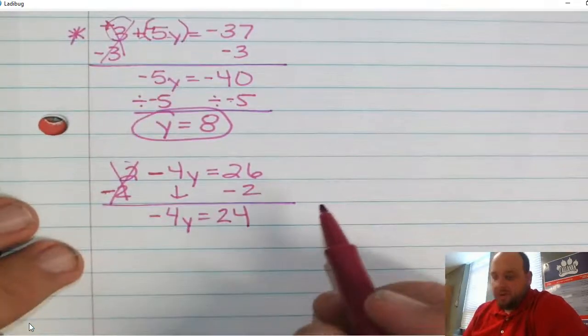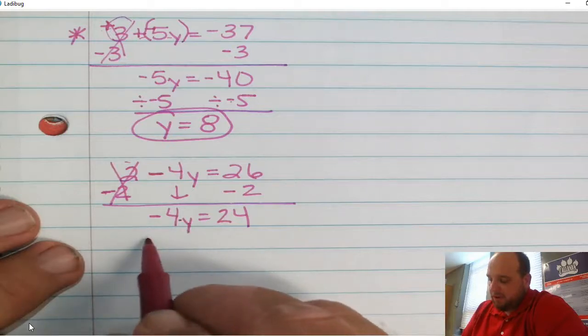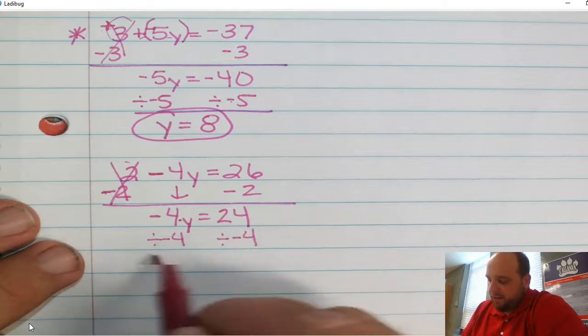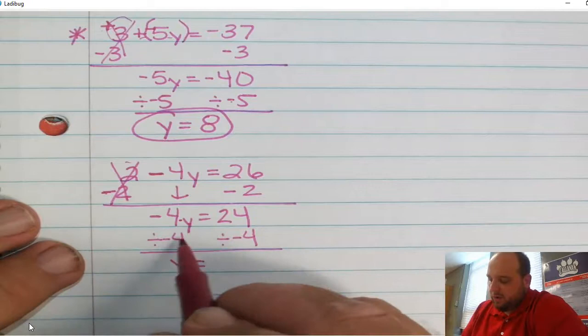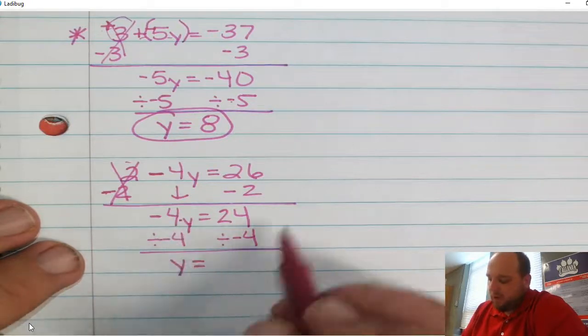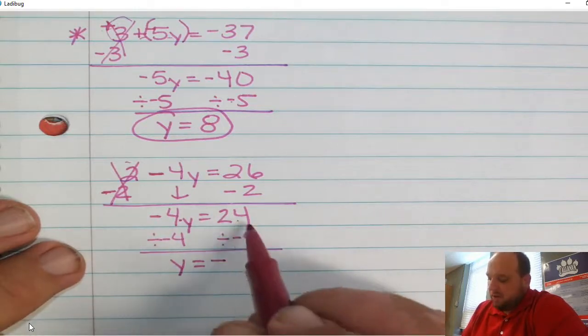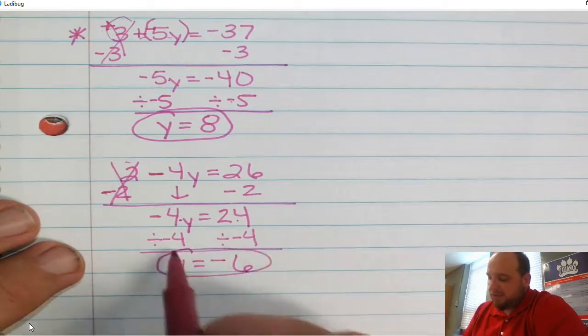And then I'm going to do the next step. I'm going to try to isolate y, and it's being multiplied right now, so I'm going to go ahead and divide it by negative 4. I divide each side by negative 4 on the equal sign. I get y, because negative 4 divided by negative 4 is 1. 1 times y is y. A positive divided by a negative is a negative. 24 divided by 4 gives me an answer of 6. So I end up with y equals negative 6.